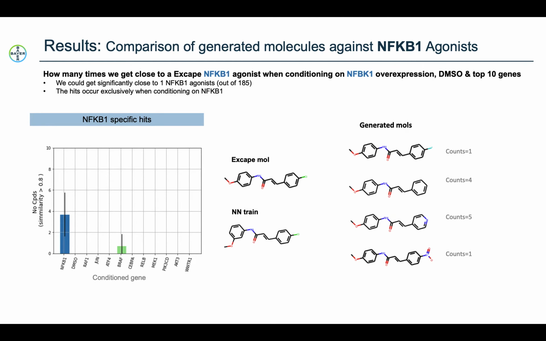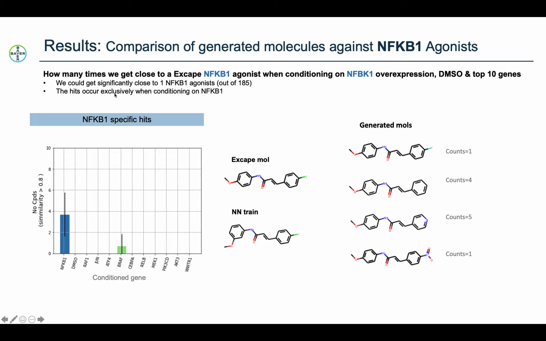Okay, and then here I show the results when comparing against NF-kappa-B1 agonists. So again, what we're trying to check is how many times we get close to an NF-kappa-B1 agonist when conditioning on NF-kappa-B overexpression or these other referent genes that we have there, including DMSO. And in this case, we could only get significantly close to one of the ESCAPE agonists out of 185.